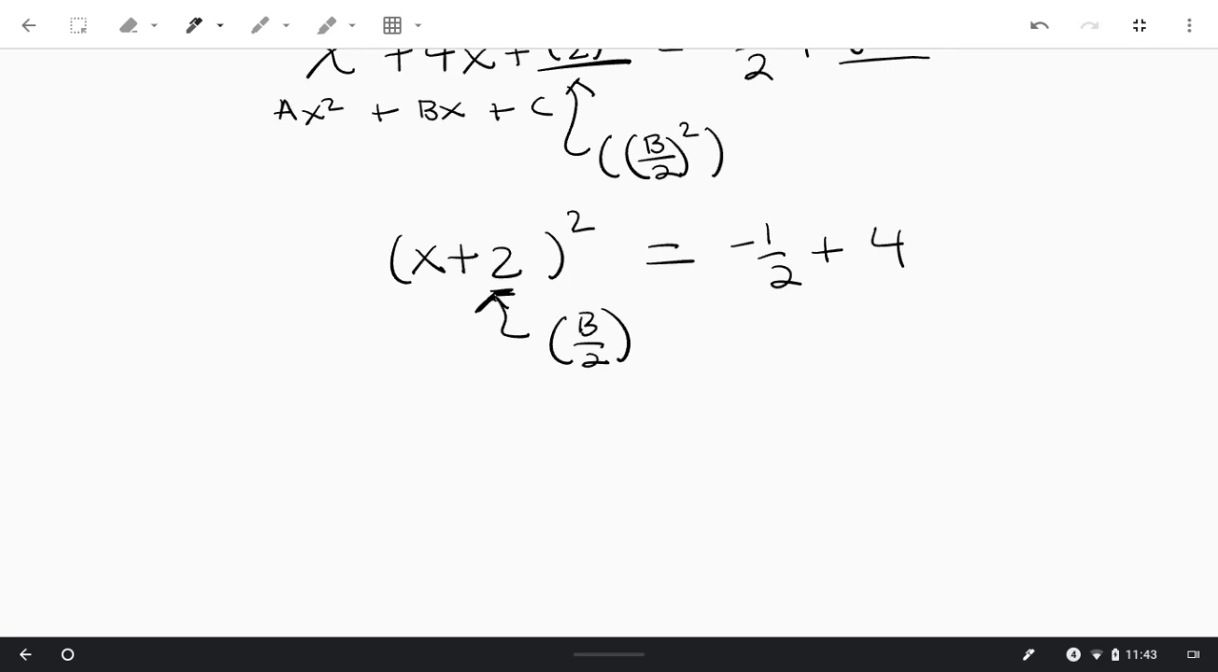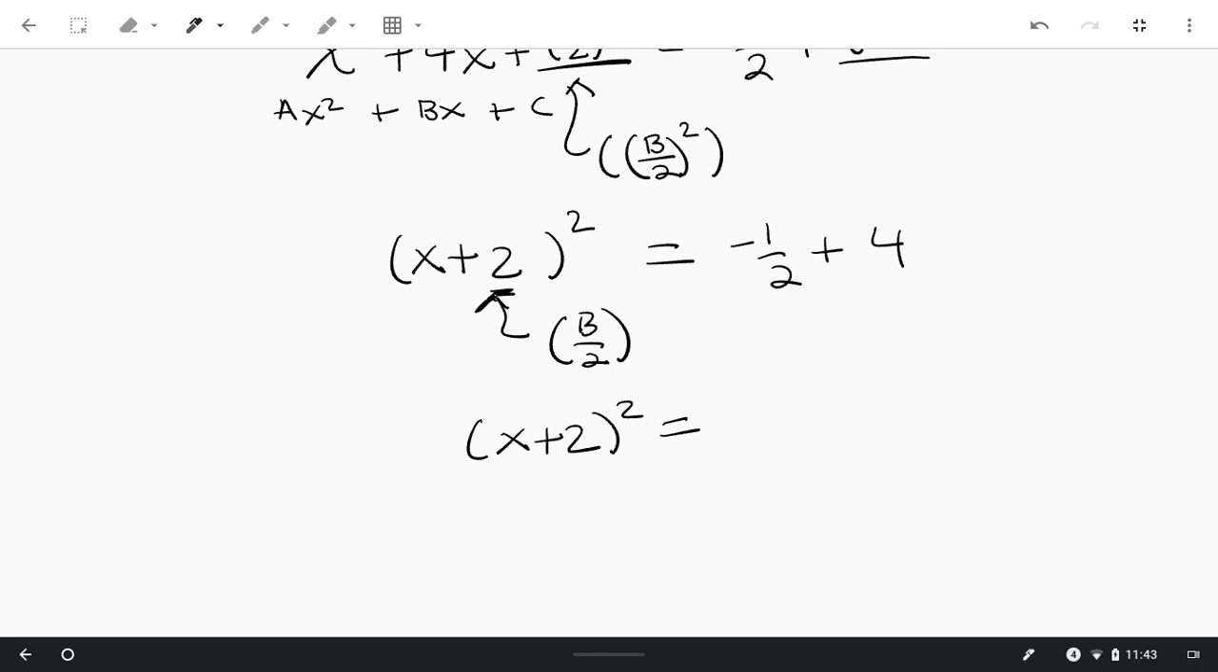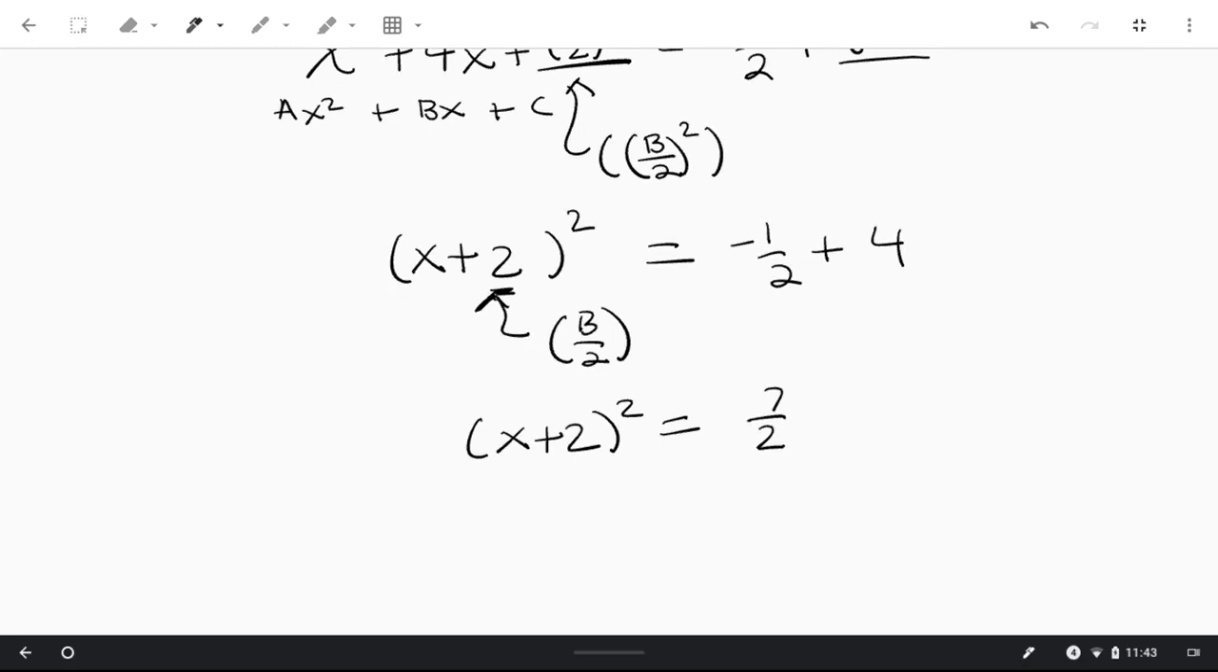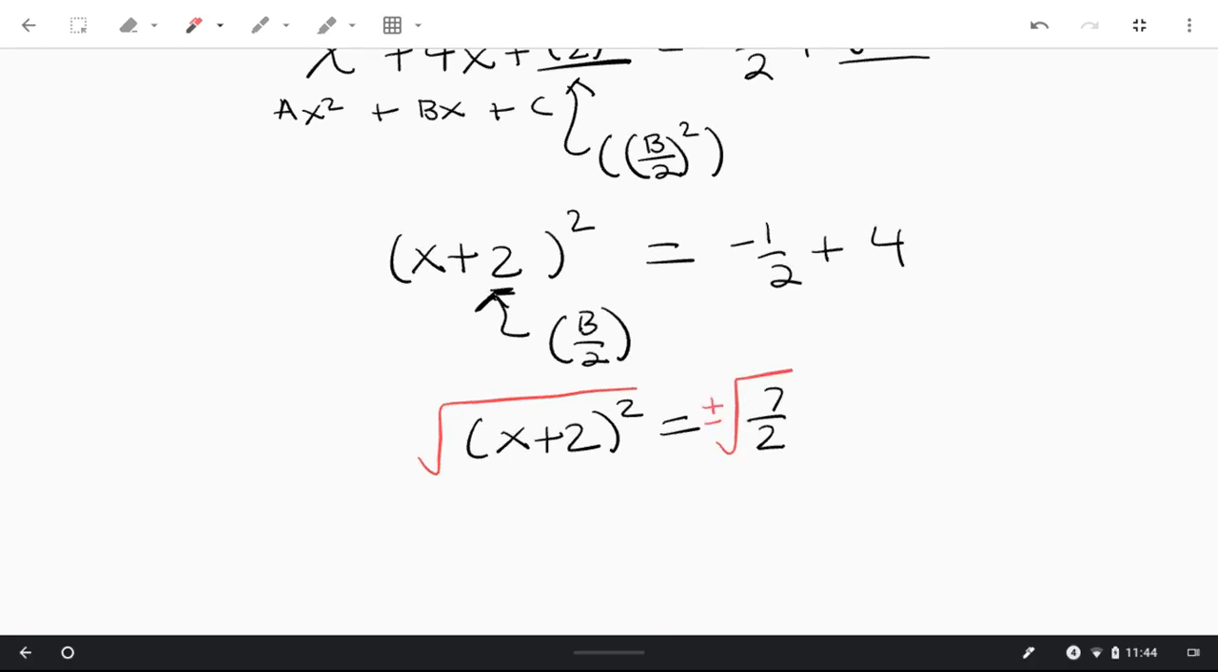Okay, so here we get our x plus 2 quantity squared equals to, over here, if we have 4 minus 1/2, that's going to be 3.5 or 7/2. Okay, I'm just going to write it as 7/2. If you want to write it as 3.5, that's fine. Okay, and then at this point here, to get rid of that square, we're going to go ahead and take the square root of both sides. And remember, when we do that here, we end up with 2 answers, a positive and a negative.